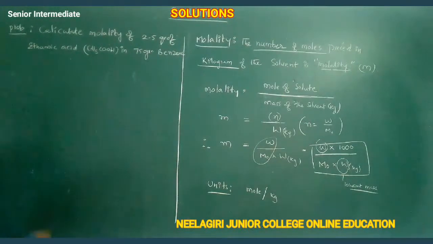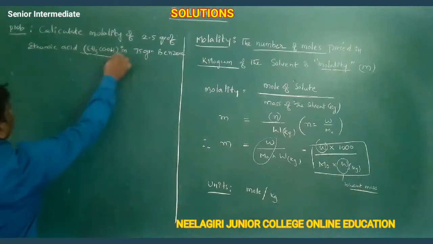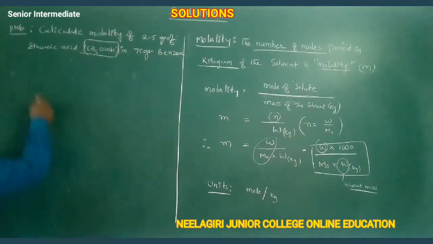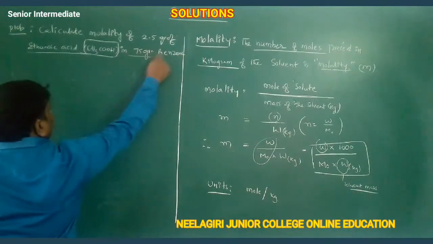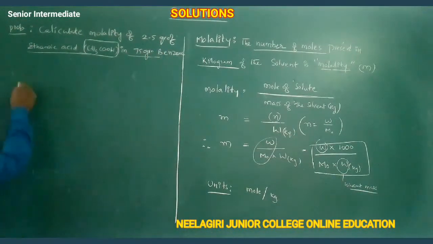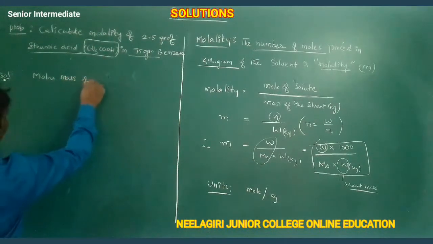So here, first we have to find the molar mass of the solute. Here what is the solute? Solute is ethanoic acid. Benzene is the solvent. Okay. So, solution: first we have to find molar mass.